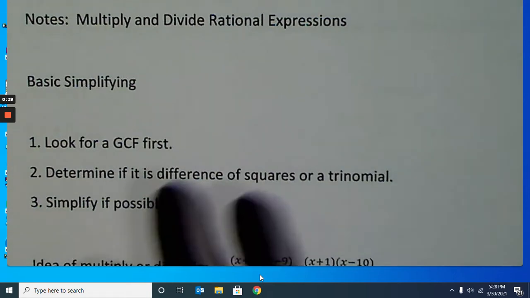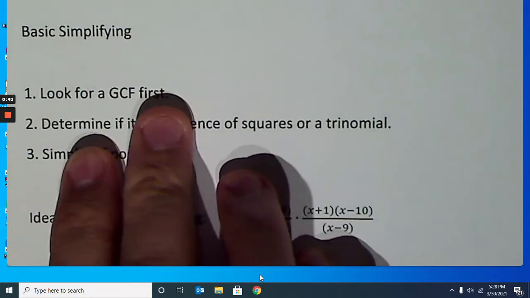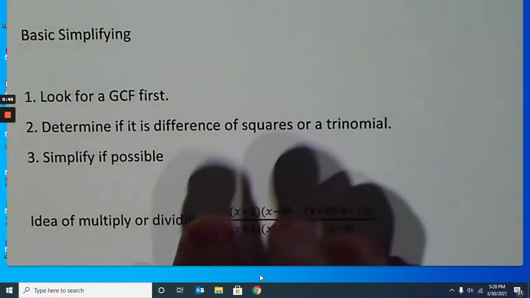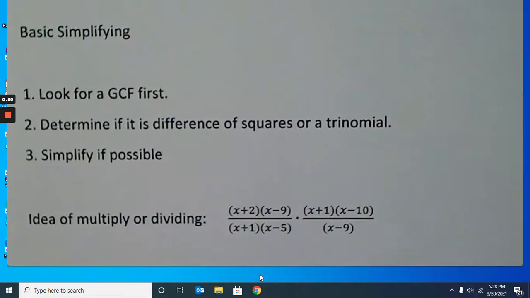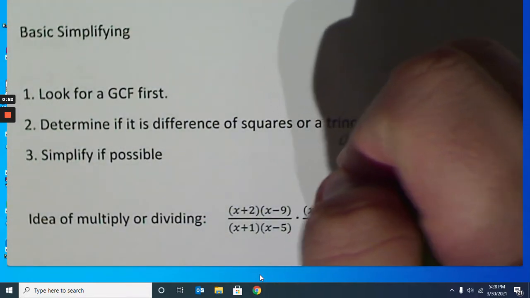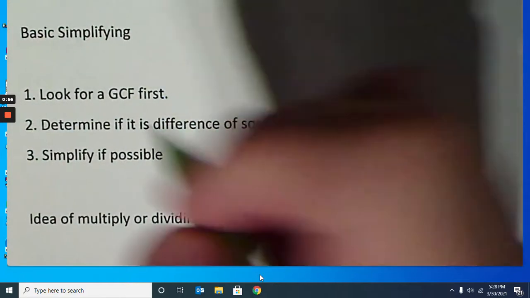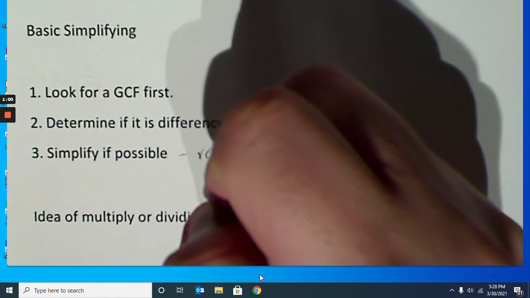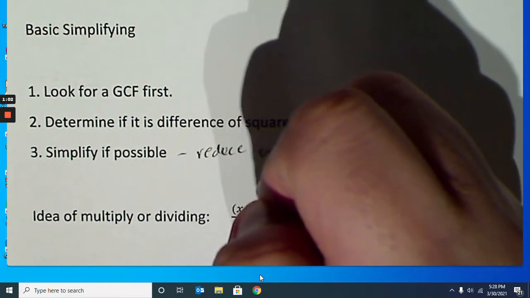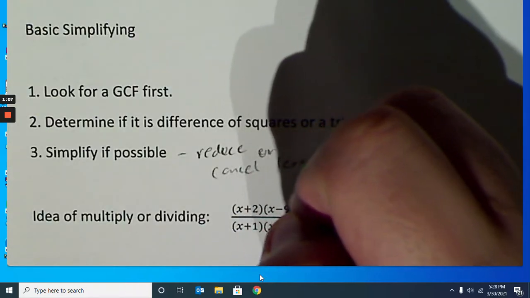So when we talked about simplifying in the prior lesson, we talked about being able to factor out a GCF if possible, to factor a difference of squares or a trinomial where a is equal to 1, and then simplifying means we were going to actually reduce or in some way, in some terms, cancel out terms.